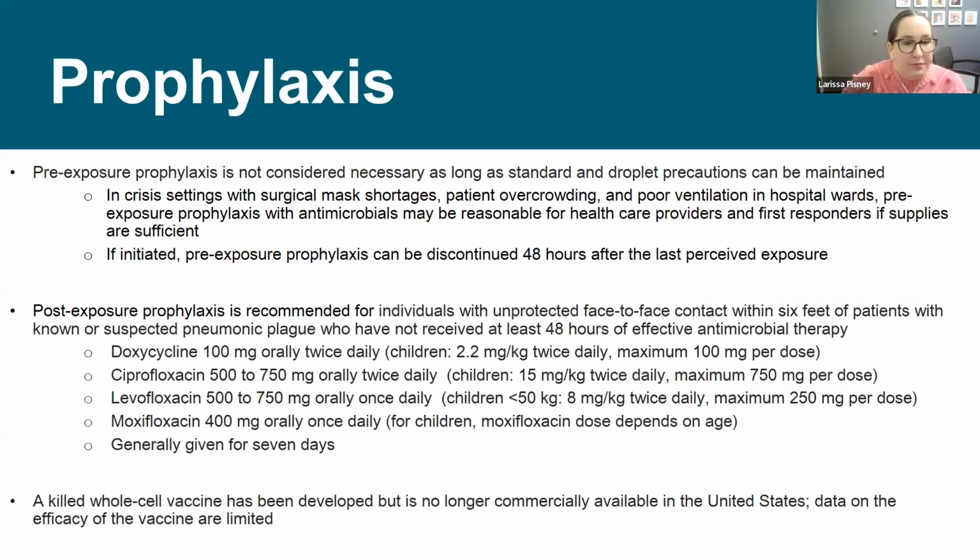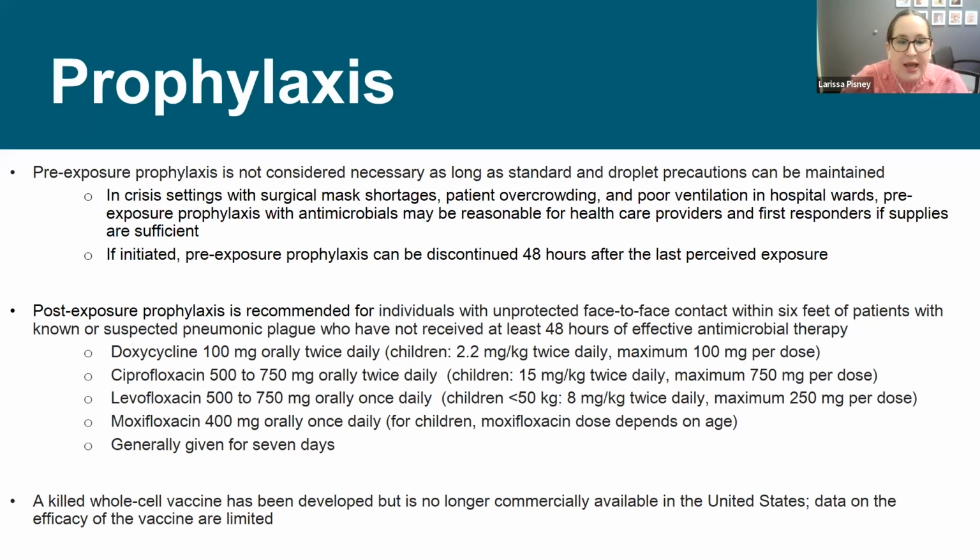In terms of prophylaxis, pre-exposure prophylaxis is not considered necessary as long as standard and droplet precautions can be maintained while taking care of patients with plague. In crisis settings with potential surgical mask shortages, patient overcrowding, and poor ventilation in hospital wards, pre-exposure prophylaxis with the agents listed below may be reasonable for healthcare providers and first responders if supplies of said agents are felt to be sufficient.